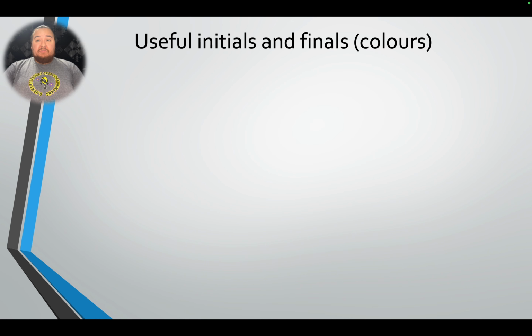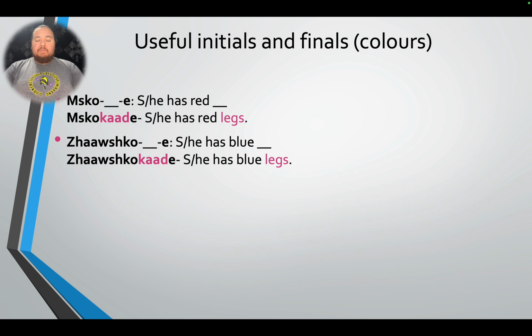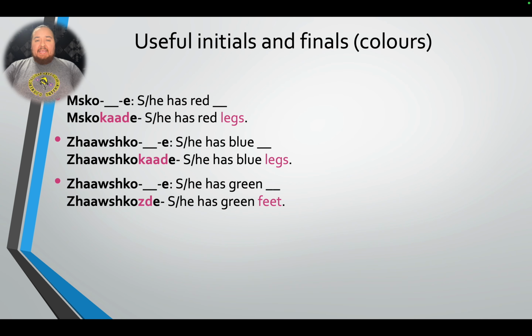So some more useful initials and finals related to colors. So mska blank e, he has red. So mska ka de, he has red legs. Jaushka blank e, he has blue whatever. Jaushko ka de, he has blue legs. Jaushko blank e, he has green whatever. Jaushko's de, he has green feet.